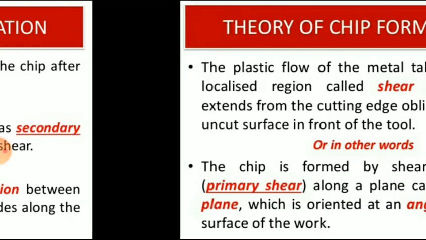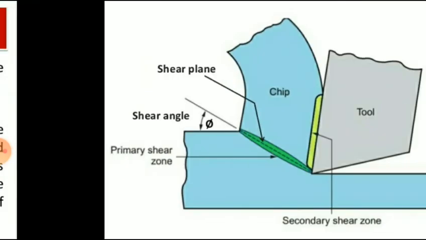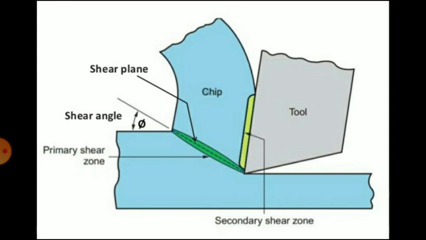So you can see in a diagram there is a primary shear zone, represented by green color, and the secondary shear zone, that is due to the friction between the chip and the tool as the chip moves along the top face of the tool, represented by the yellow color. You can see that is the secondary shear zone. So there are two shear zones, primary shear zone and secondary shear zone.